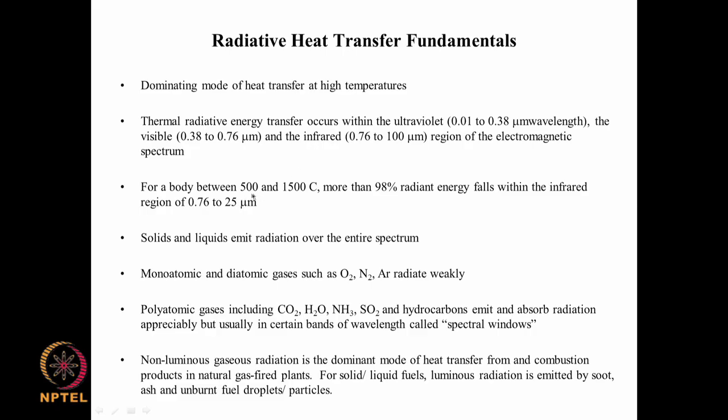For a body between 500 and 1500 degrees centigrade, more than 98% of radiant energy falls within the infrared region of 0.76 to 24 micron. Okay. So, that means that within this range, 98% of the total radiant energy that is being emitted by a body at temperatures up to 1500 degrees centigrade or less is going in the infrared region, and that spectrum needs to be resolved. Solids and liquids emit radiation over the entire spectrum.